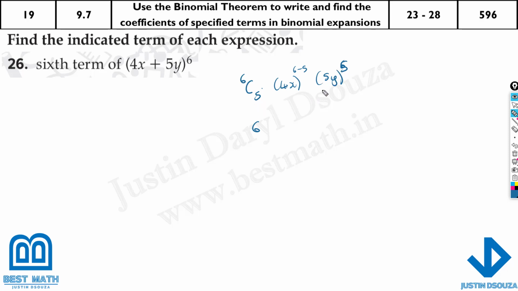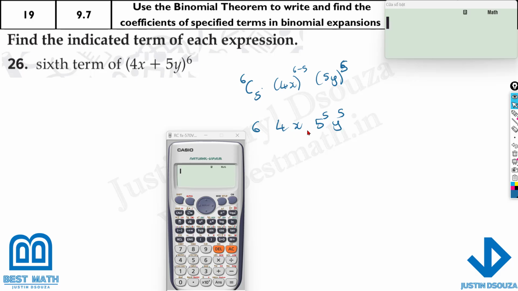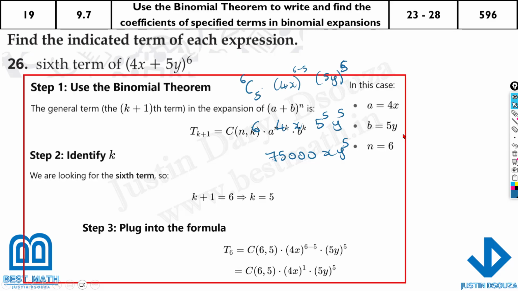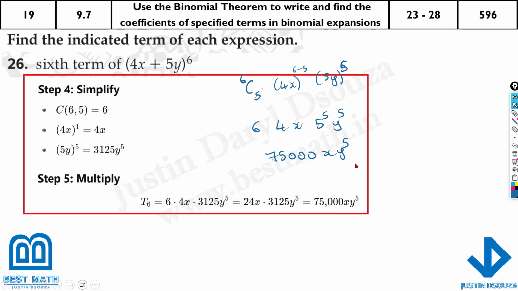But we need the calculator over here. There are huge numbers. So it'll be 4x power 1. That's it. 5 raised to power 5 and y to the power 5. We'll just put everything in the calculator here. Please remember these are all multiplied. So you can see 6c5, there's a difference of 1, so it'll be 6 itself. 6 times 4 times 5 raised to power 5. The answer is 75,000. So here 75,000 x y to the power 5. That will be the final answer. Very straightforward. That's the answer.